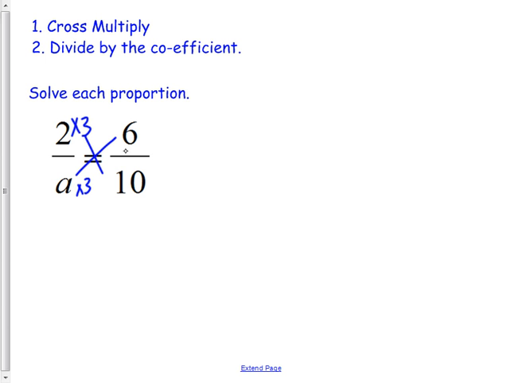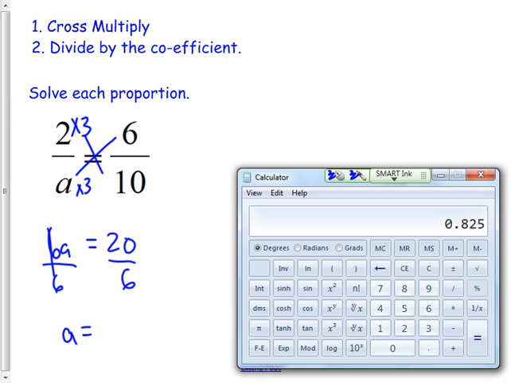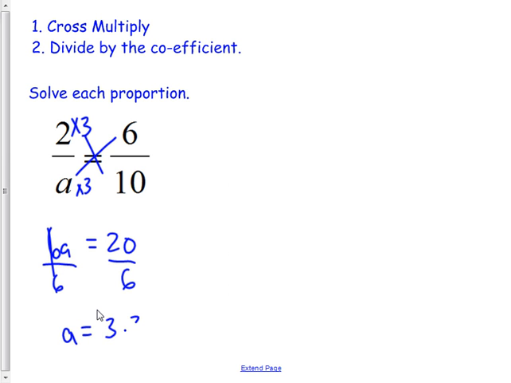So 6 times A is just 6A, 2 times 10 is 20. Now step 2 is divide by the coefficient, divide both sides by 6. So that way A is equal to, because 6 divided by 6 is 1, and 1 times A is just A. So we're left with A. These kind of cancel. So 20 divided by 6 gives us 3.3 repeating. Go ahead and round to the nearest tenth, so we can just say 3.3. All right, so A equals 3.3.